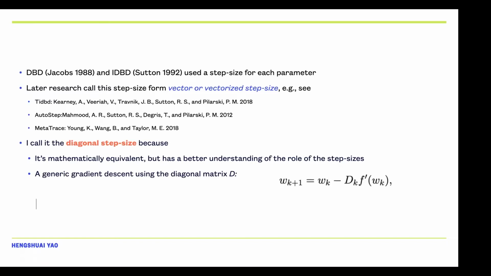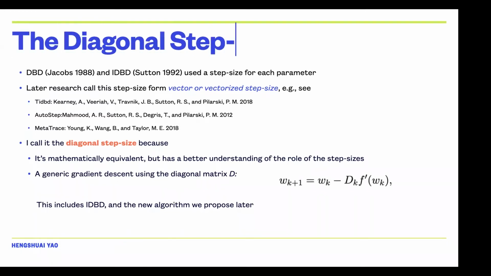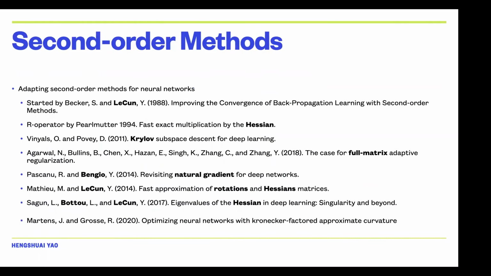So this is a very general form of gradient descent, and this includes EDBD and the new algorithm we propose later. The diagonal step size is quite generic because it can also recover the normal gradient descent update by setting all the components to the same number. So this is interesting.